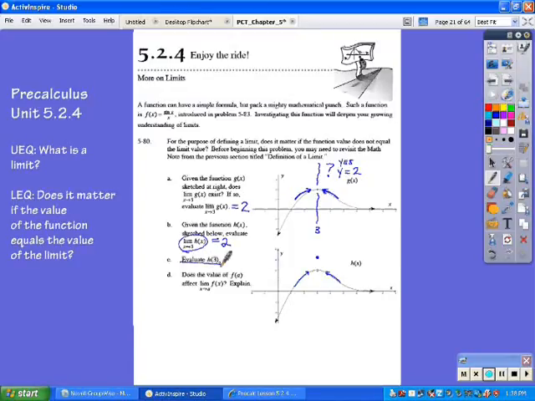Part C, evaluate h of 3. That's where this missing point, or this random point, comes into play. Because if we do go over to the x value of 3, what is the y value that corresponds? It's not this point, because that's an open circle. It's this point. h of 3 equals 3. Does the value of f of a affect the limit? No, it does not. They can be two totally different answers.